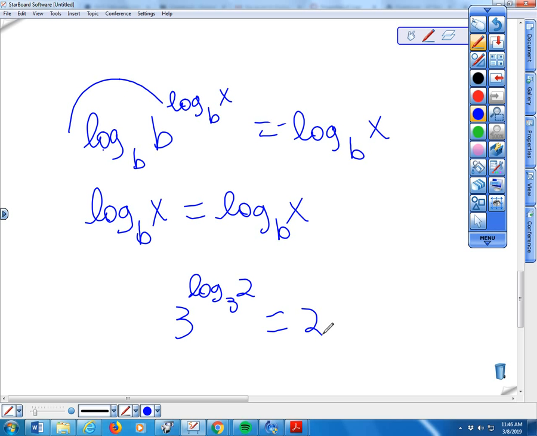Okay, those 4 rules come in handy. There could even be a question on the ACT. There's at least one log question on the ACT, and a lot of them. Let's see if I can come up with one.